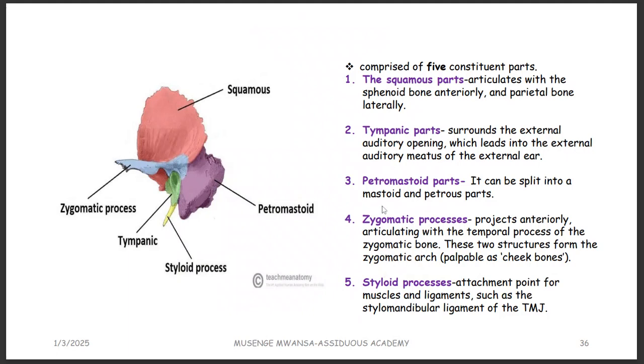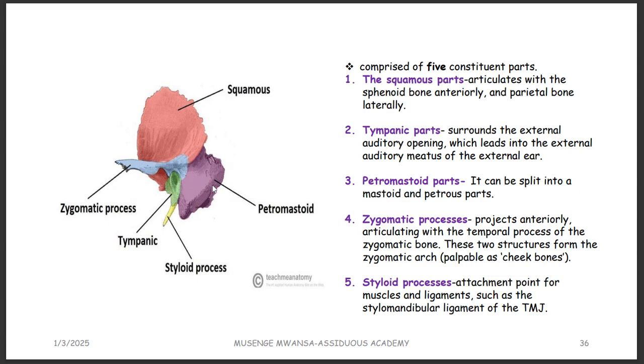Anything else that we should know? The zygomatic process, you can actually palpate it. You can feel it. Okay, you can feel it. And then you have got the petromastoid part. The petromastoid part has two parts, the petrous part and the mastoid. I said that the petrous part is more inside.